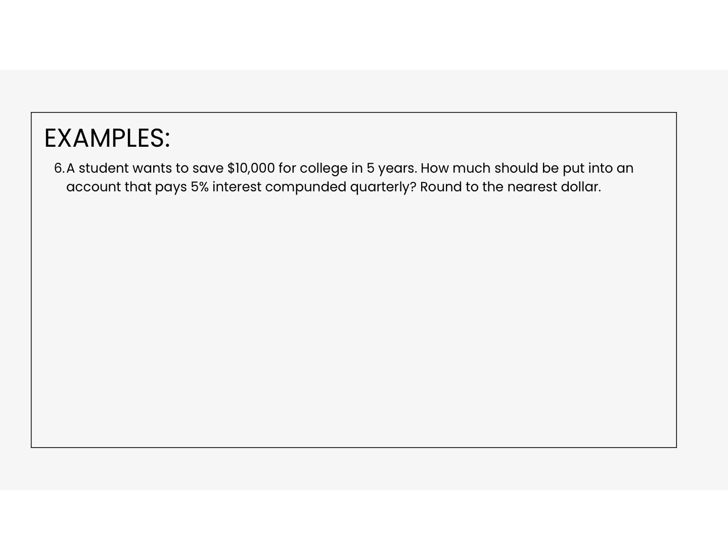Last one, if a student wants to save $10,000 for college in 5 years, how much should we put into an account that pays 5% interest compounded quarterly? Round to the nearest dollar. So they want $10,000, 5 years, 5% interest rate, compounded quarterly. Okay, so I'm using my compounding interest equation. Now, my 10,000 is what I'm going to end with, right? It's not what I'm starting with. That's what I'm looking for. So that stays a variable.